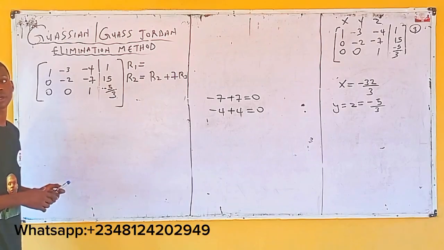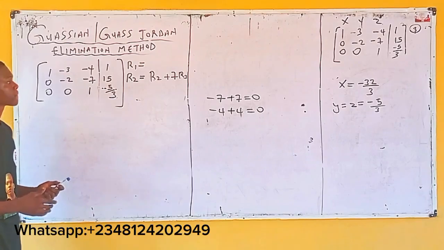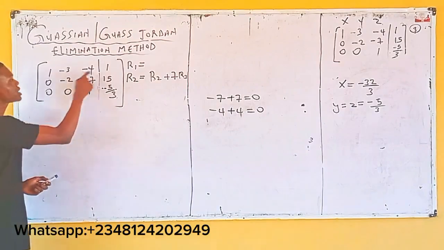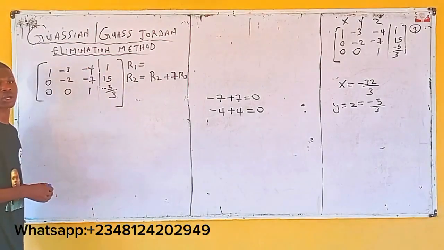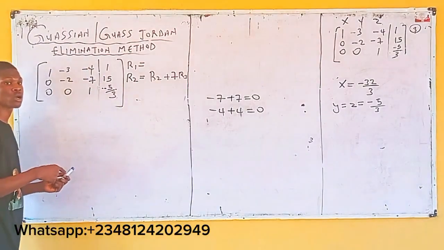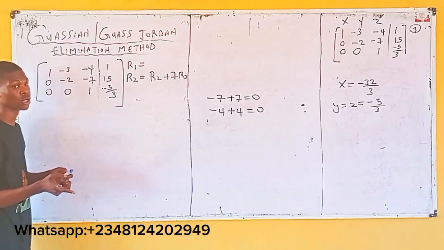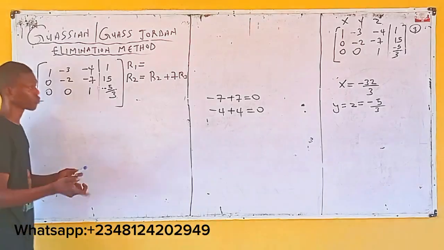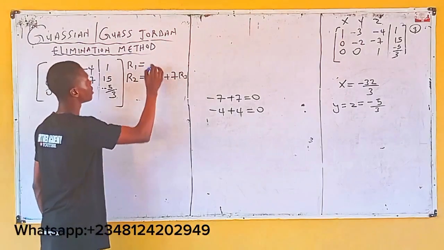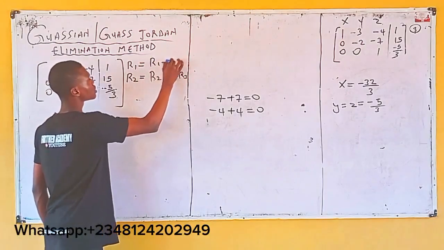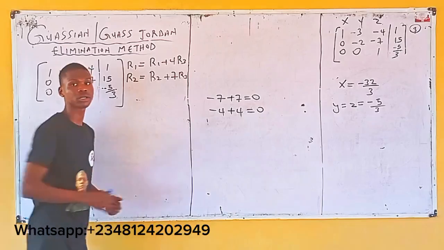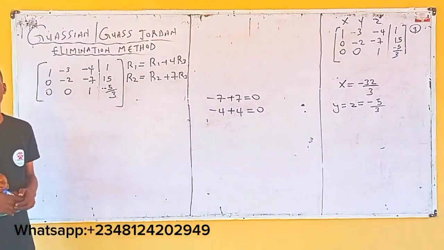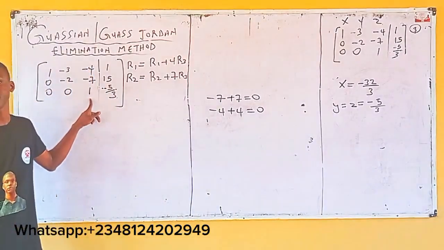That will be what? For row 1, to make this guy to be 0, that will be what? Row 1 plus 4 row 3. Row 1 plus 4 row 3. It is row 3. You want 4 row 3.